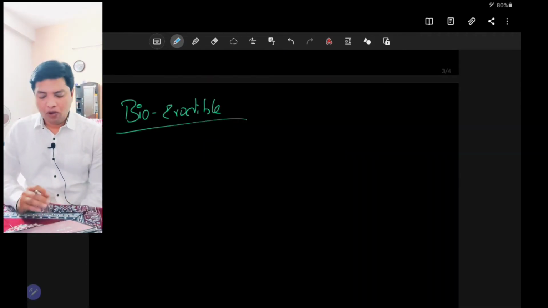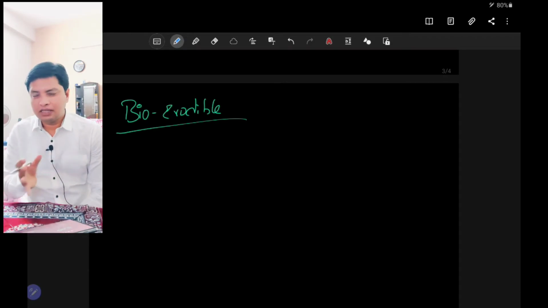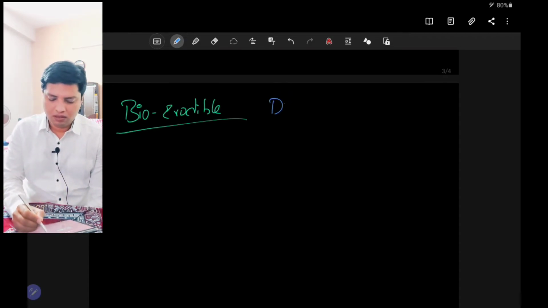This is how you can approach the diffusion control system. Next one is the bioerodible system and the combination of diffusion and dissolution.